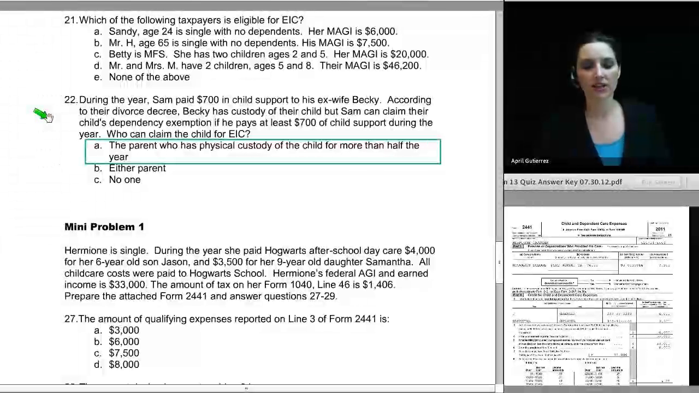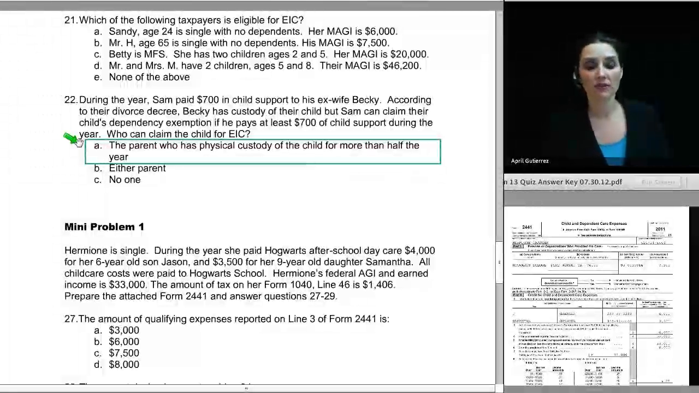Who can claim that child for EIC? The choices are the parent who has physical custody of the child for more than half the year, or either parent, or no one. Well, technically speaking, it is probably Becky who has physical custody for more than half the year, but we haven't offered up her name. That would have been the logical choice.